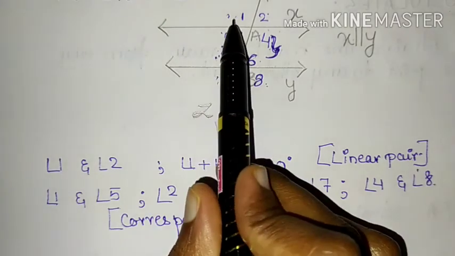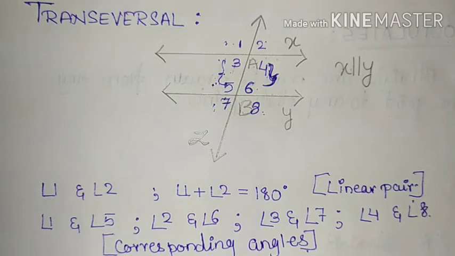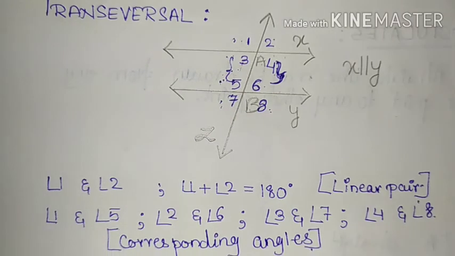If angle 1 was, say, 100 degrees, then angle 5 will also be equal to 100 degrees. I am not measuring them, I am just giving you an example. The corresponding angles are always equal.